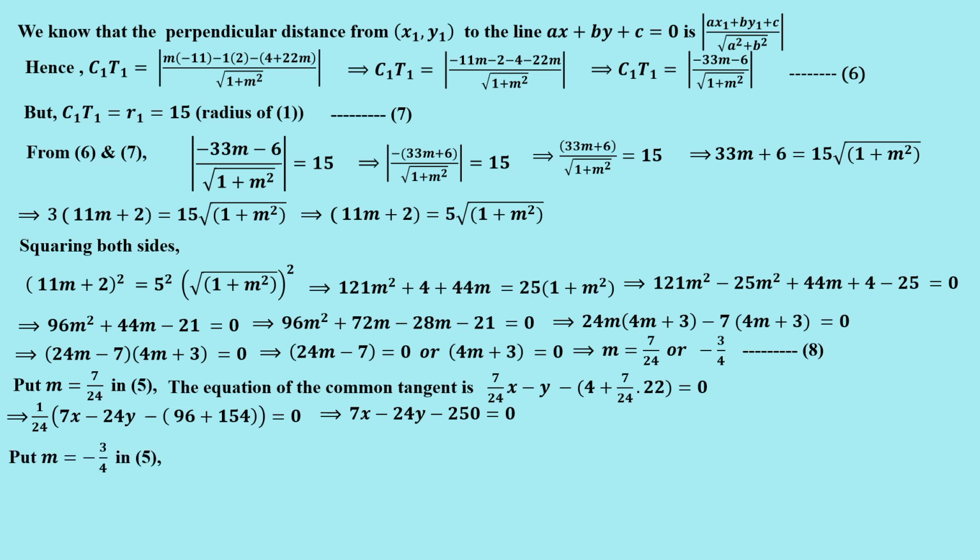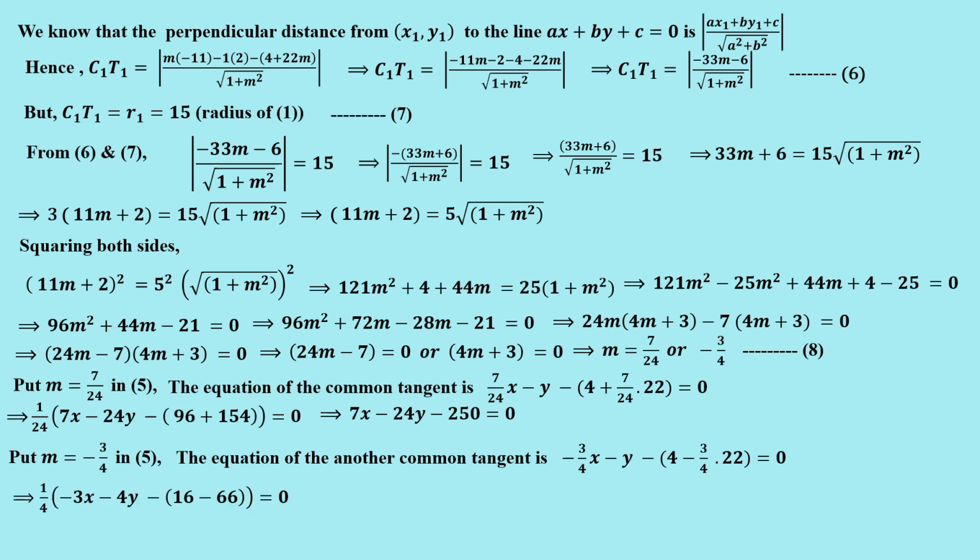Put m equal to -3 by 4 in equation 5 for the other common tangent: -3/4 x - y - 4 - 3/4 into 22 equal to 0. Take 4 as LCM, taking 1 by 4 outside: -3x - 4y - 16 - 66 equal to 0. So you will get -3x - 4y - (-50) equal to 0. So 3x + 4y - 50 equal to 0.